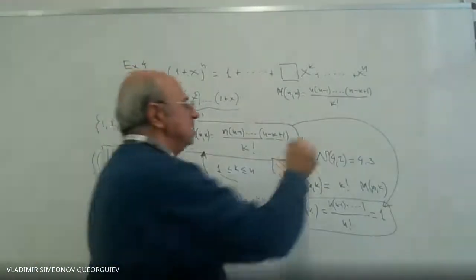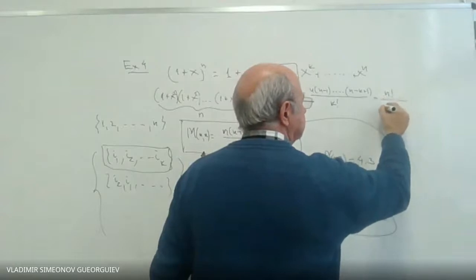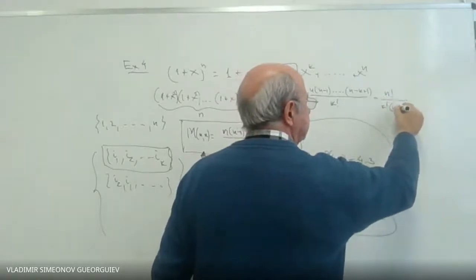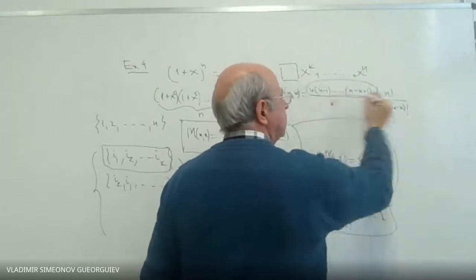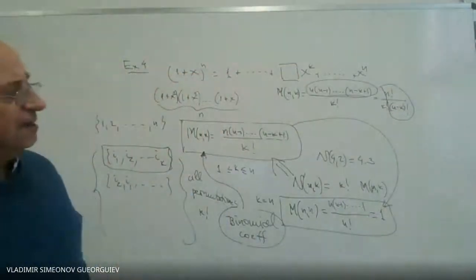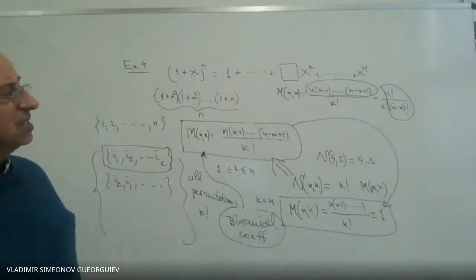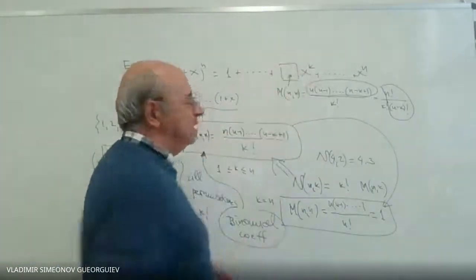Actually, this can be represented very simply: n factorial divided by k factorial times n minus k factorial, because this product we already expressed as this one. Therefore, this is the expression for the coefficient in front of x to the k.